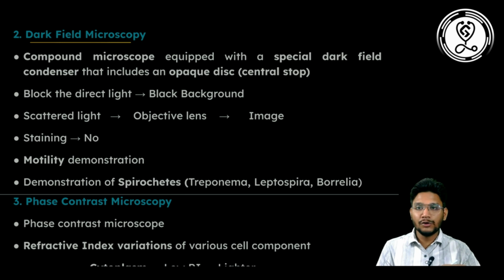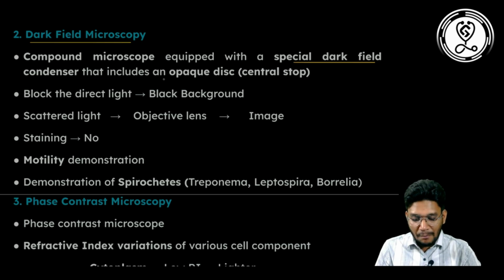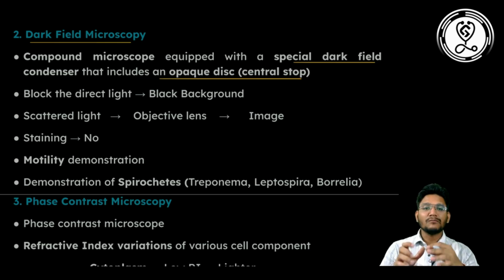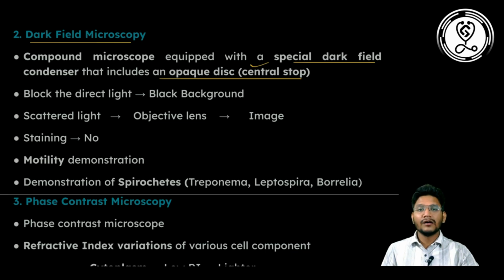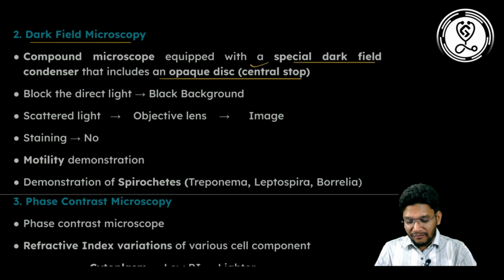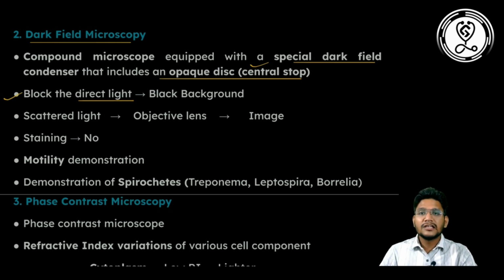Okay, and here we are using a special compound microscope which is equipped with a special dark field condenser which is fitted with an opaque disc or central stalk. This is a special type of compound microscope, and it is fitted with this opaque disc or central stalk. This central stalk will block the direct light, and once the direct light is blocked, the background will be black.